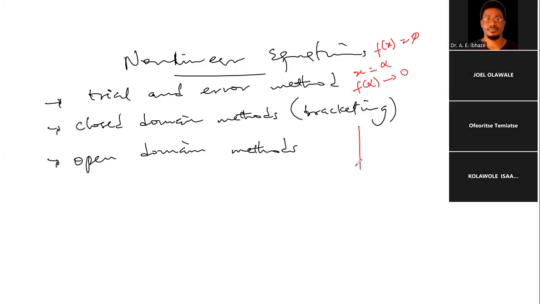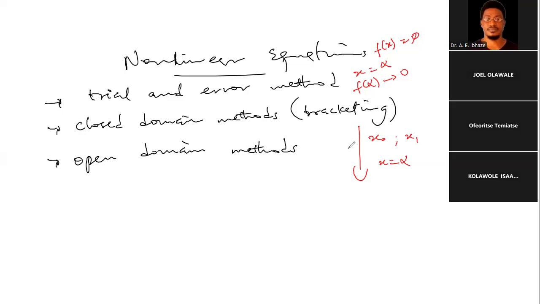But the closed domain methods, which we also call the bracketing methods, start with 2 values of x, and then bracket the root such that x is the same as alpha. This systematically reduces the interval. So let's assume we have S0, then we have x1. It finds a way of bracketing this, probably by taking the average, so that the root is within this interval. The idea is that we always want to trap the root within this interval.